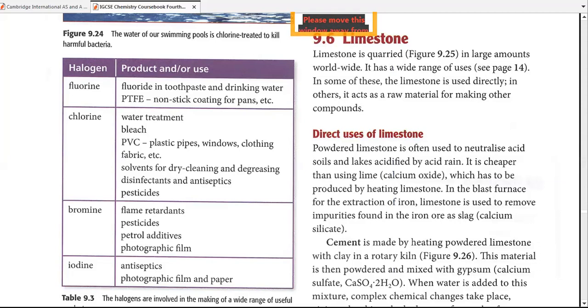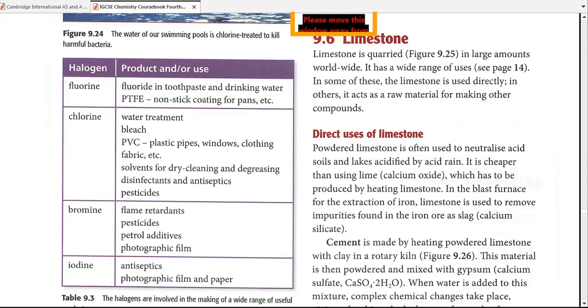Direct uses of limestone. Powdered limestone is often used to neutralize acidic soils or acidic lakes, or lakes acidified by acid rain. This is something that we studied back in chapter number 5. It is cheaper than using lime, calcium oxide, which has to be produced by heating limestone, something we're going to discuss on the page after the next page.